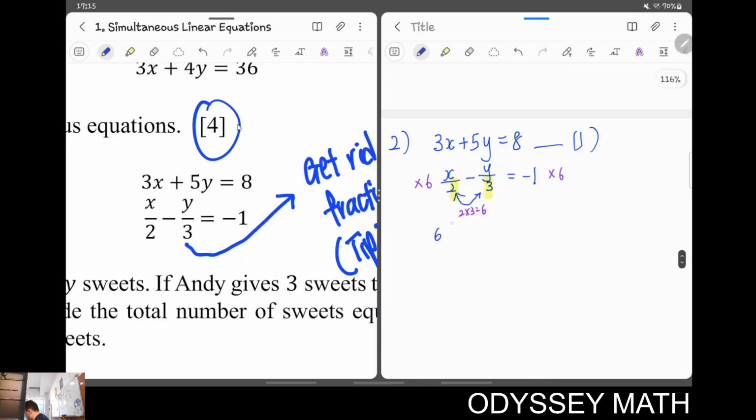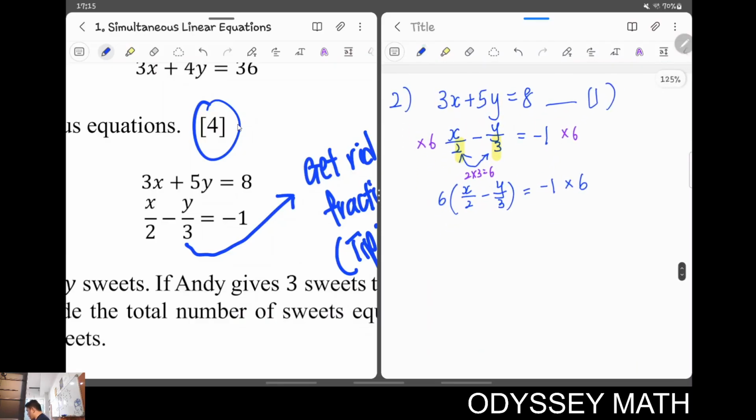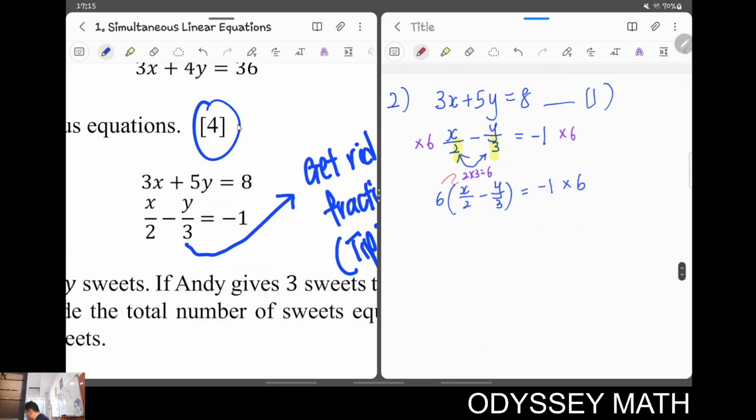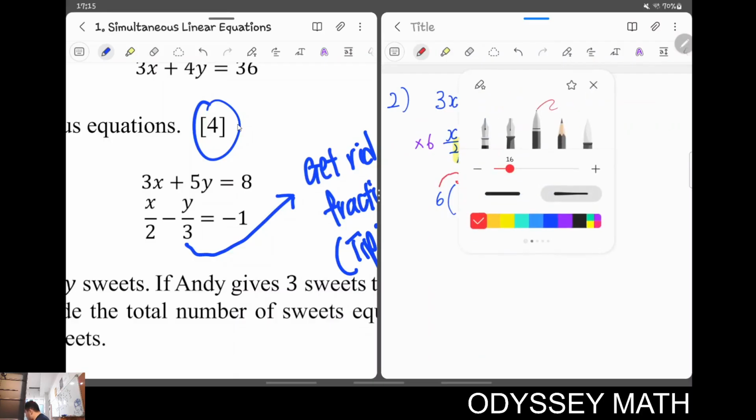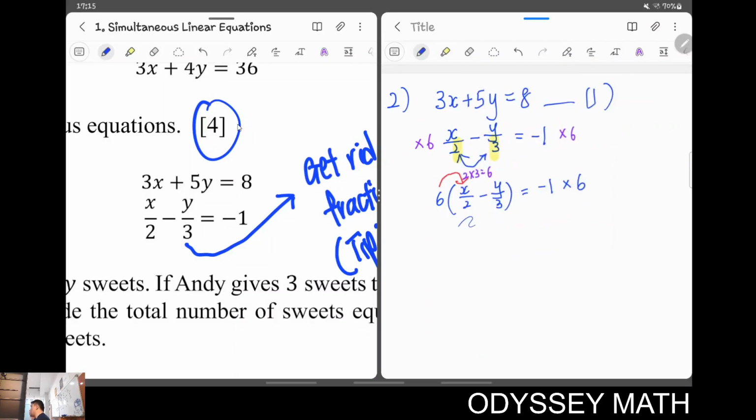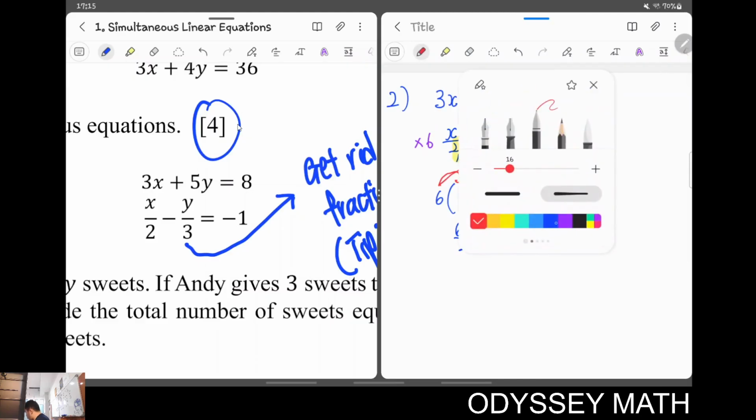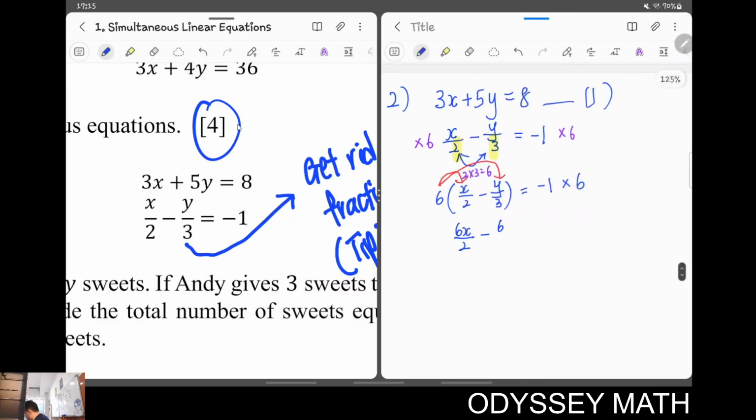So then we have 6, love the bracket, (x/2 - y/3) = -1 times 6. So we multiply both sides by 6, and do remember to do the rainbow. 6 times x/2, these algebraic fractions. What do we get? I'll do it step by step. It's 6x/2. And then next, we have 6 times -y/3. So this gives us -6y/3. -1 times 6 is -6.